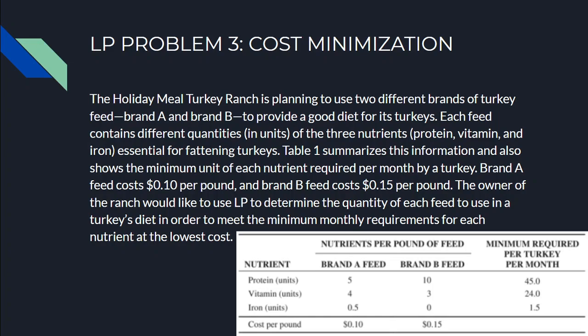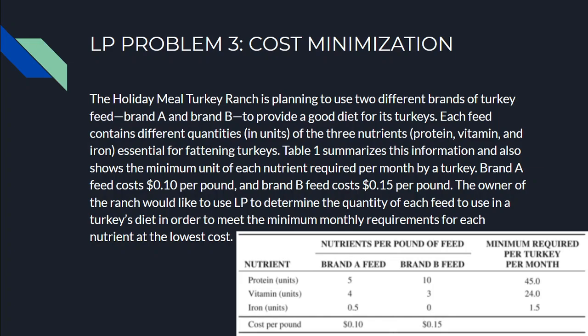Ngayon, we can also see here in the table yung minimum requirement ni Holiday para sa bawat isang turkey niya per month. Okay? Yung minimum requirement ng mga nutrients na kailangang i-feed dun sa turkey. So, for protein, bawat isang turkey ay kailangan makapag-provide tayo sa kanila ng at least 45 units of protein. Okay, so para maging malusog yung turkey, yan. Sa vitamins naman, kailangan mayroong at least 24 units. And then si iron, dapat merong 1.5 units.